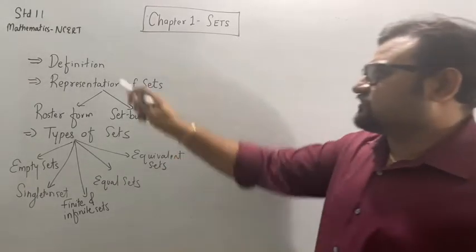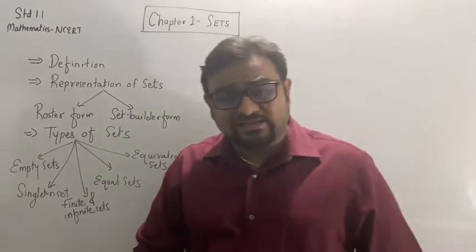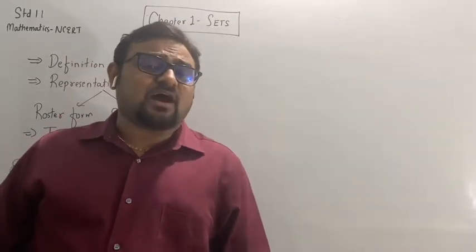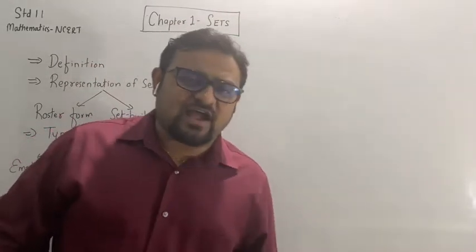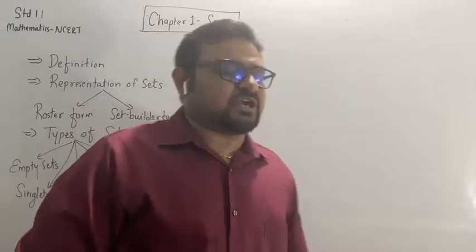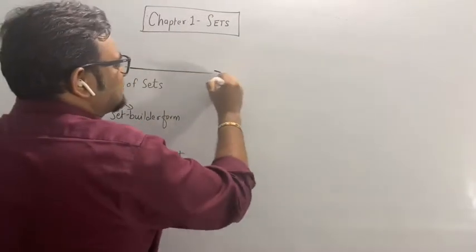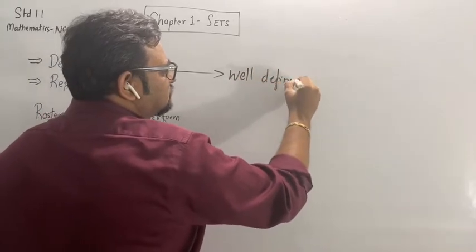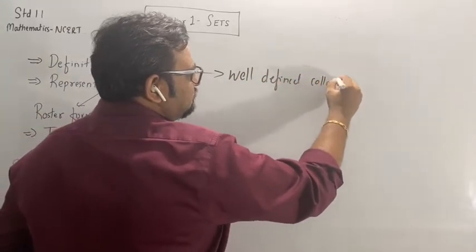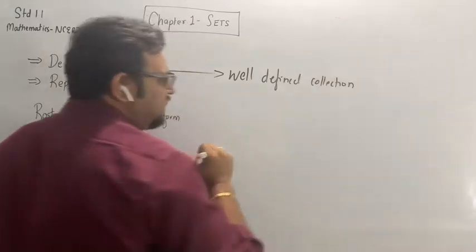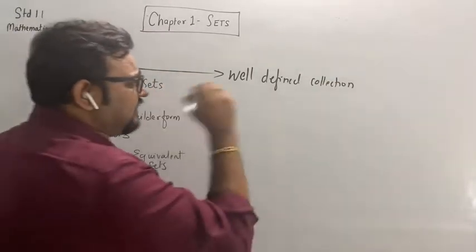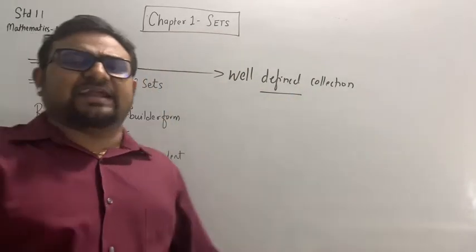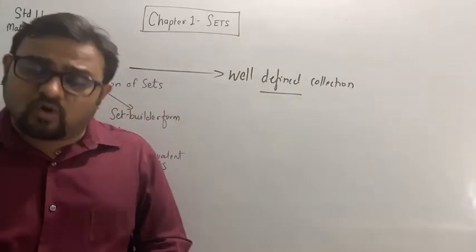Okay, first definition. What is a set? A set is a well-defined collection of objects. You can say a set is a well-defined collection. Okay, clear. The very important word here is well defined. That is a very important word.